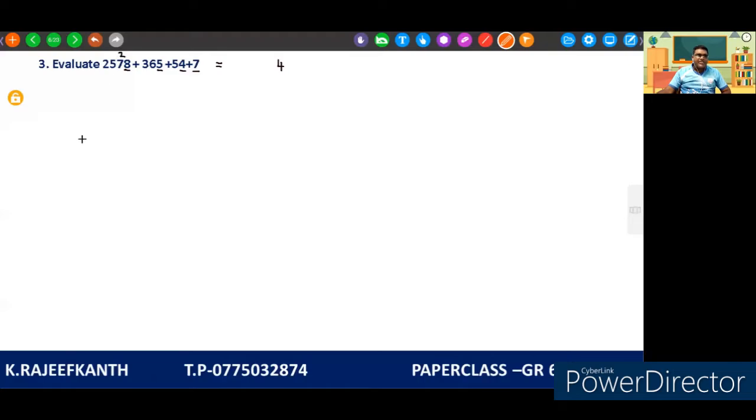Now we have to put that 2 in the tens place. Then 2 plus 7, 9. 9 plus 6, 15. 15 plus 5, 20. Then balance 2. Now we have to put that 2 in the 100 place. Then 7. 7 plus 3, 10. Then 10. Then the balance 1. Then 1 plus 2, 3.